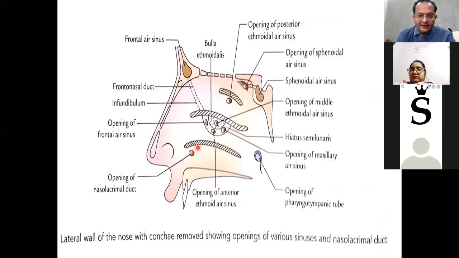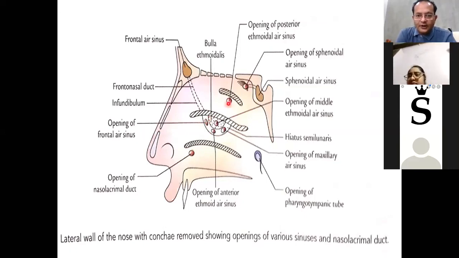See, in the middle nasal meatus, there are openings of the frontal air sinus, maxillary air sinus, and middle ethmoidal air sinus. The opening of the pharyngotympanic tube is in the nasopharynx, dear. So you can draw this diagram. Through the frontonasal duct, the frontal air sinus also opens in the middle meatus. This is the opening of the frontal air sinus in the middle meatus of the nose. This is the diagram showing the openings of various paranasal air sinuses and the nasolacrimal duct in the lateral wall of the nose.